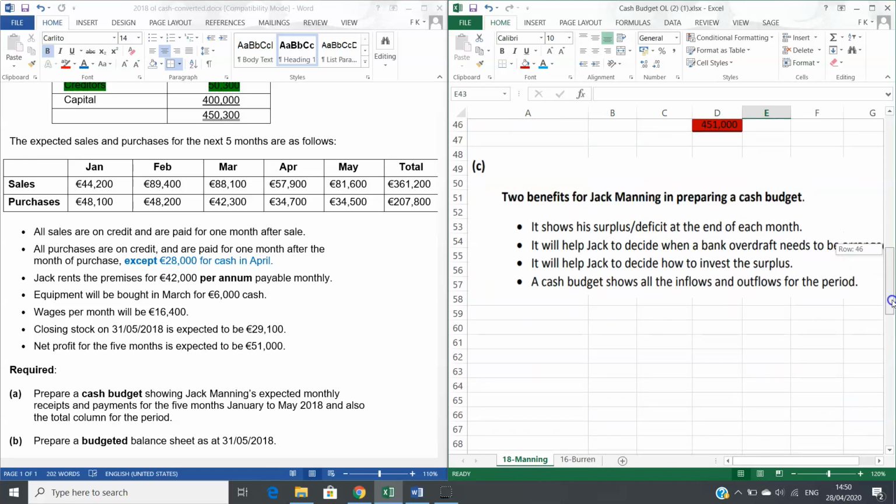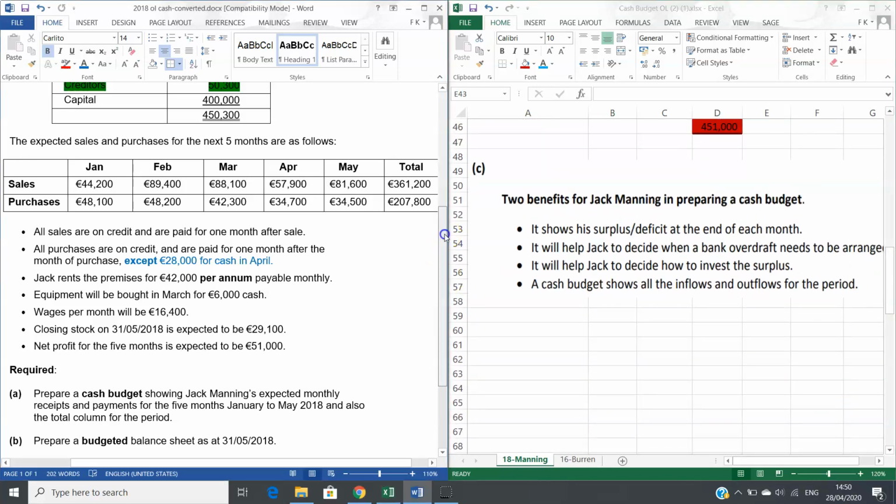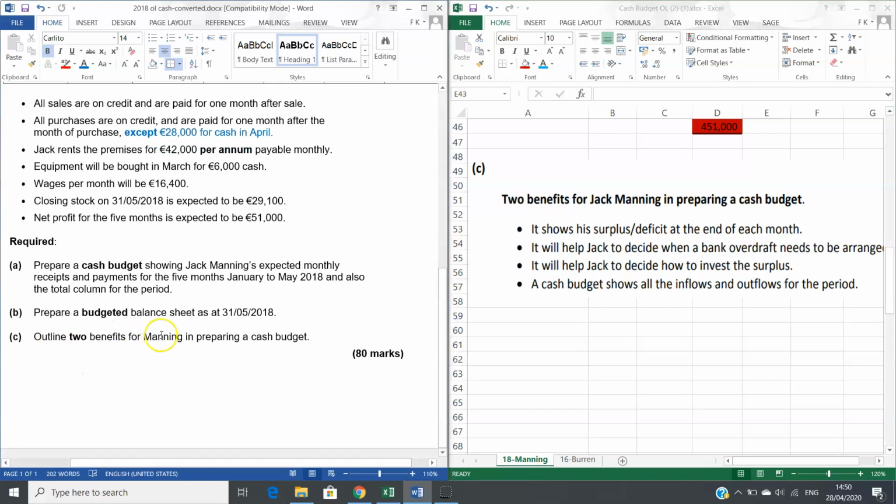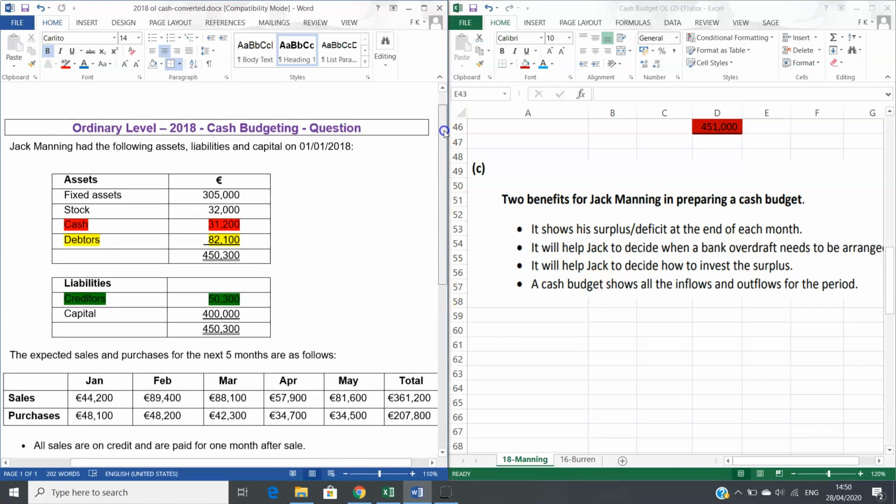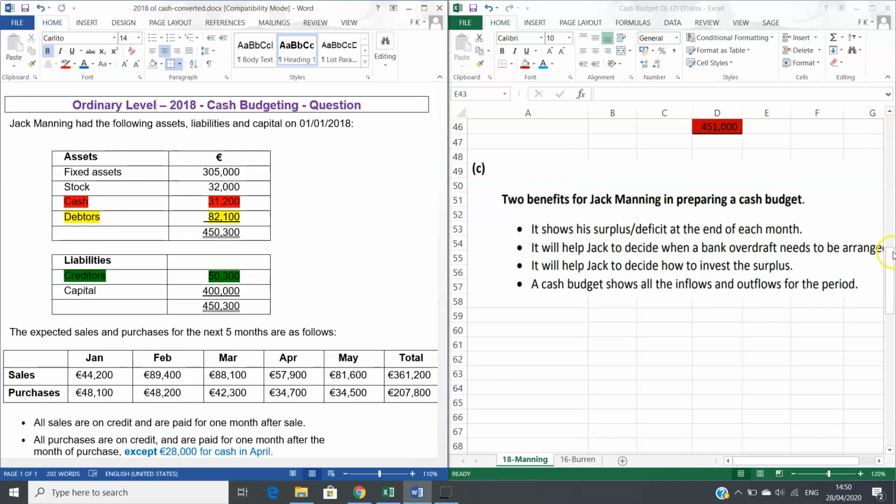So there's a bit of theory as well. We look at this in part C. It says two benefits of preparing a cash flow budget. So you can read through those and pause the video. But that essentially is the 2018 cash budget for ordinary level.